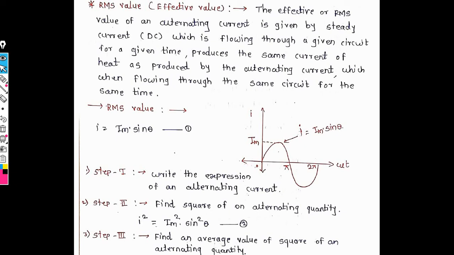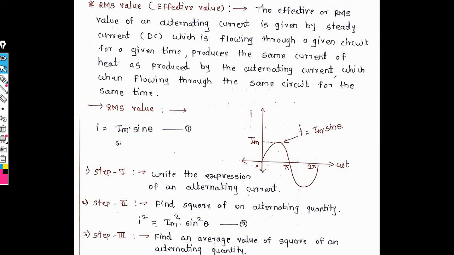Now the next expression is for the RMS value, which is also called the effective value. This is the sinusoidal waveform, where I is equal to Im sin θ. This is the waveform of the current I, and this is the maximum current Im, the positive current, and this is the negative, minus Im. This corresponds to the positive half cycle and negative half cycle, that is 0 to π and π to 2π.